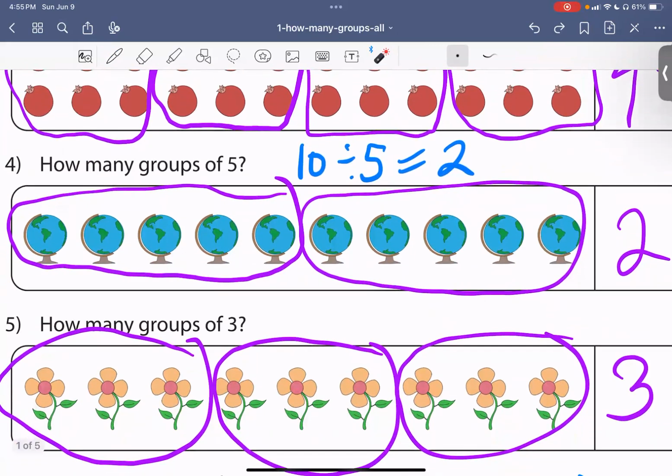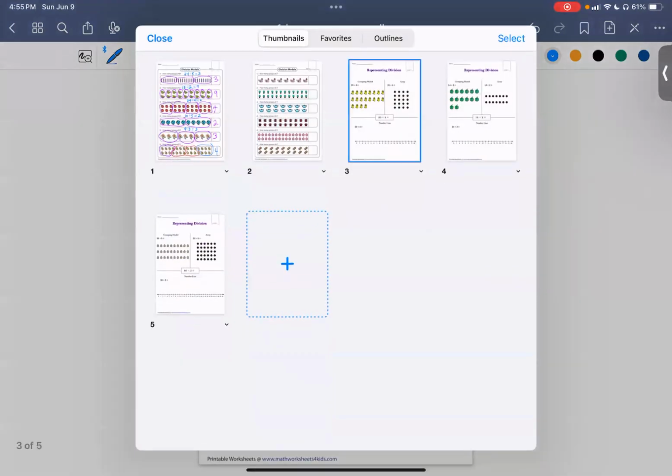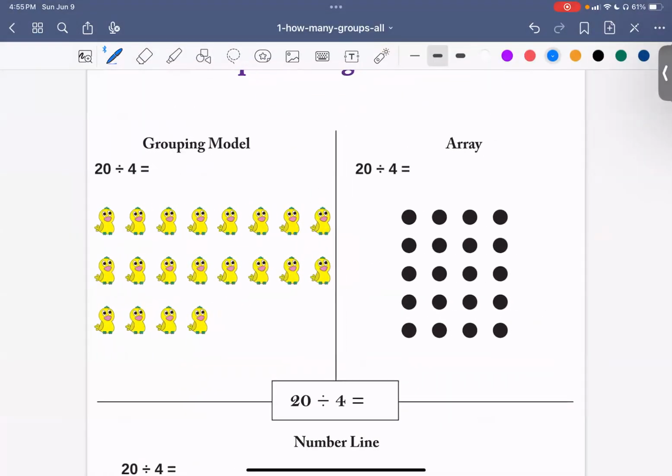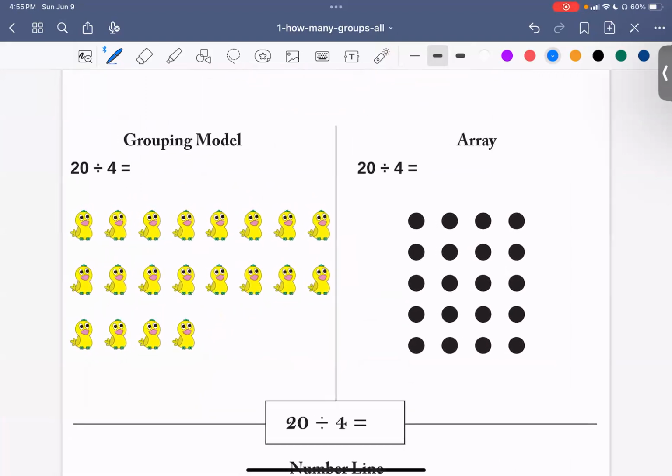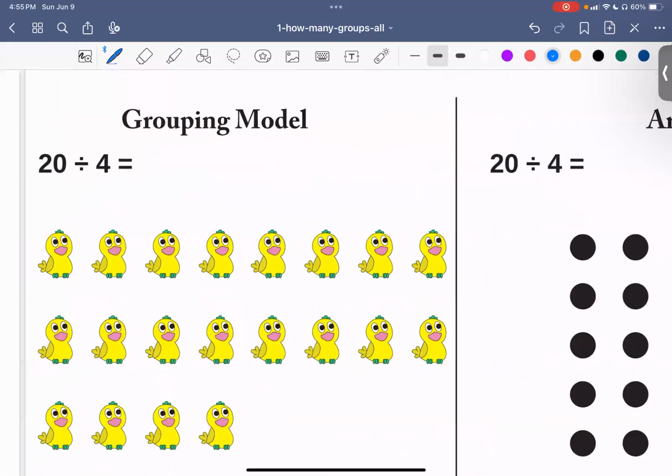And then how many groups of 3? So we had a total of 3 plus 3 plus 3 is 9, or 3 times 3 is 9. And then we divided it by groups of 3. Divided by 3, and we had 3 groups. Okay, let's go on to something a little bit different. So we have this grouping model, okay?